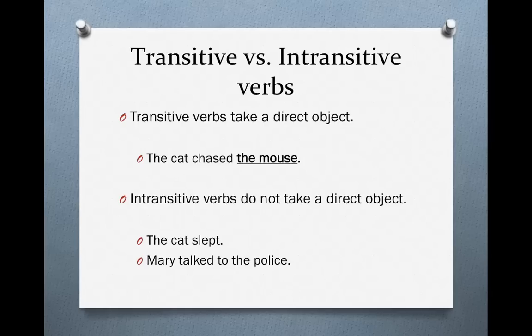It is intransitive. Another example, Mary talked to the police. Now it looks like it's a transitive verb. You have an object, right? The police. But the police is not immediately after the verb. Immediately after the verb, you have a preposition. If you have a preposition after the verb, it is an intransitive verb. It does not take a direct object.